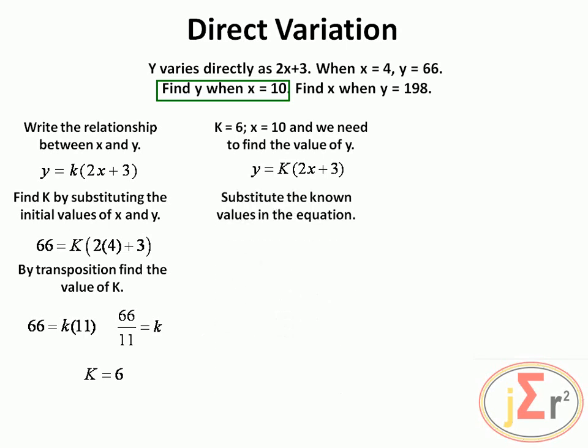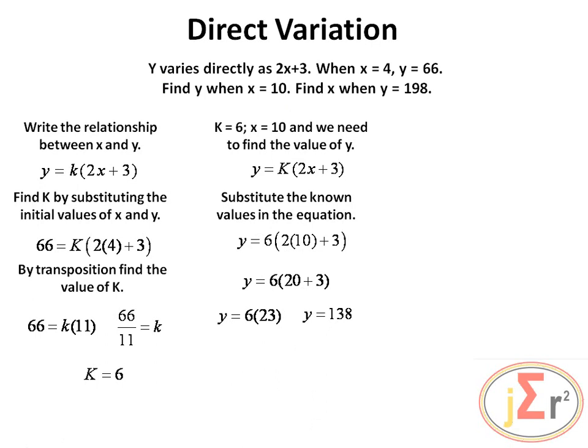So substitute the known values in the equation. Remember, k is equal to 6 and x is equal to 10. So all we need to do is just substitute this. So 2 times 10 is 20, and that is going to be 23. And then we're going to multiply 23 by 6. So y is equal to 138.